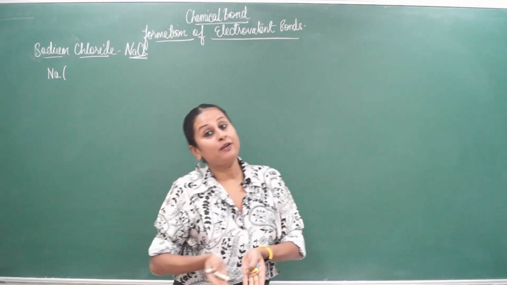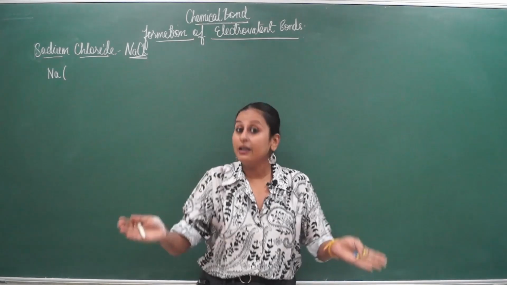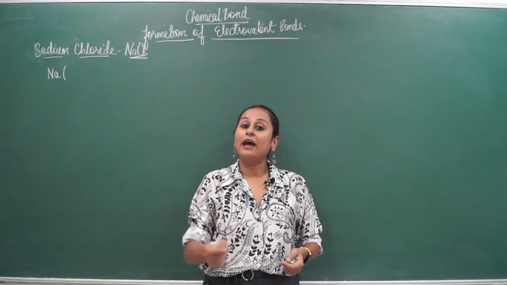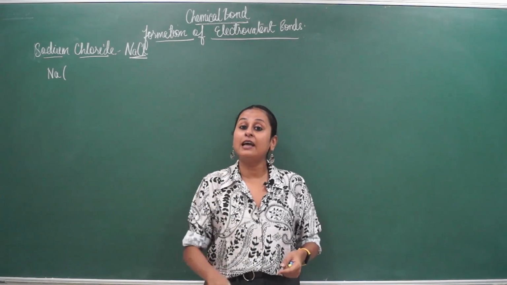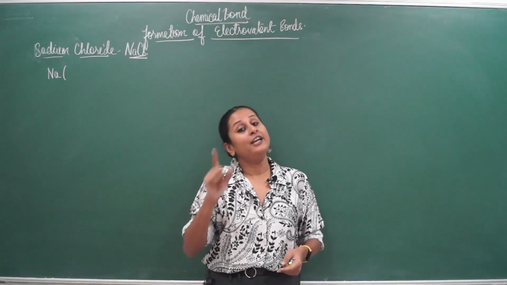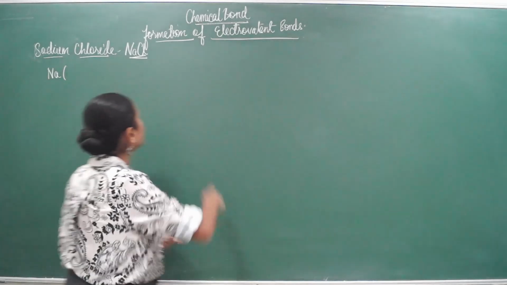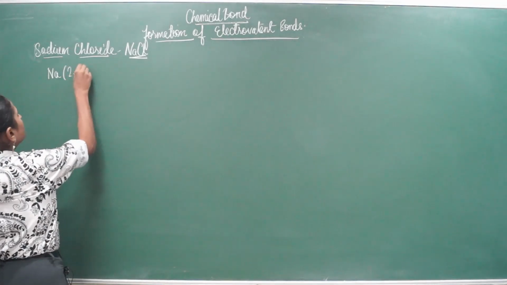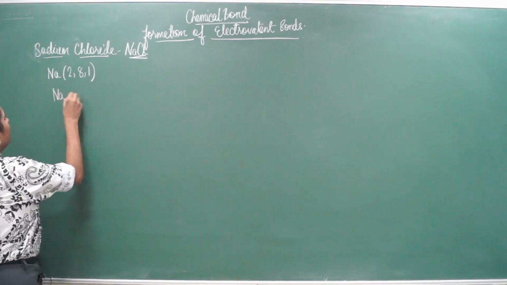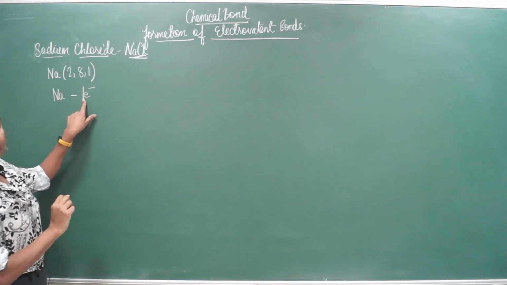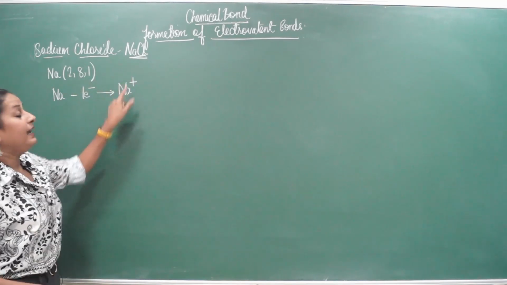The last orbit's electron will be lost, or one electron will be lost. It will be given away. Why? Because it wants to have the 2,8 configuration, which is the same as the configuration of its nearest noble gas, neon, and it also has a complete octet. So what happens to sodium? Sodium was 2,8,1. So sodium loses one electron and becomes a cation, Na+.